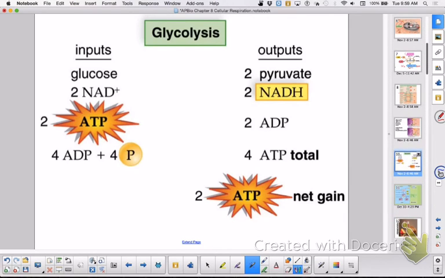You have a glucose, 2 NAD, and ATP to get started, and then ADP and phosphate, which compose ATP. And then the output to get from it to pyruvate or pyruvic acid, reduced NAD, ADP, 4 ATP total. But because you already put in 2 and you got 4, basically there are 2 gains.